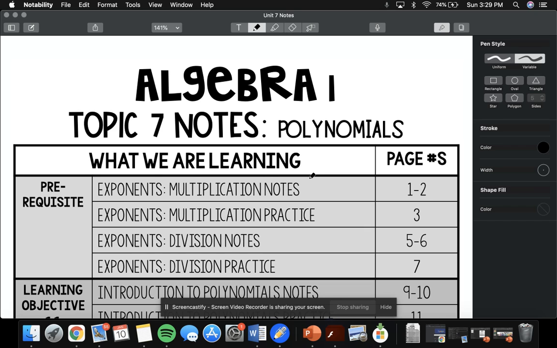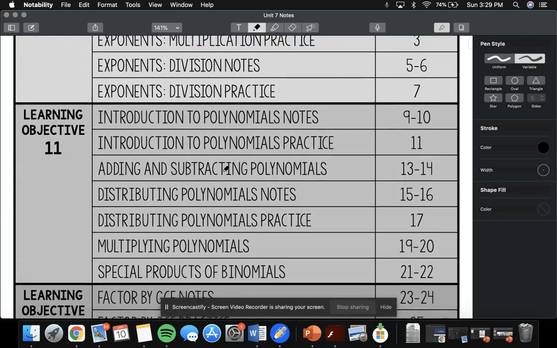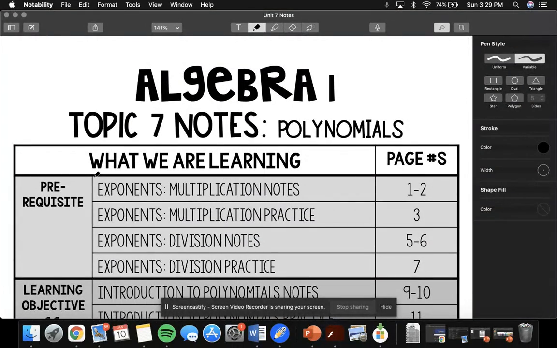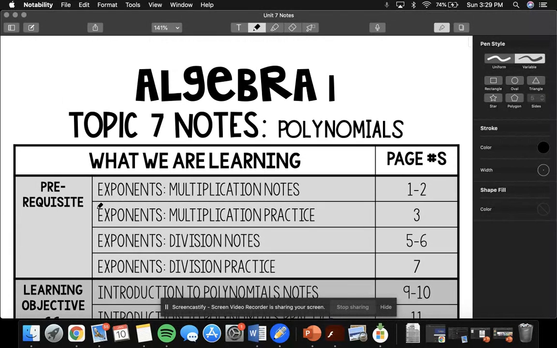Hey guys, today we are going to start a new unit. We're going to go over polynomials and then just kind of learn what that is. But before we can do that, we need to review some of our exponent rules. So we are on pages 1 and 2 in our new set of notes.